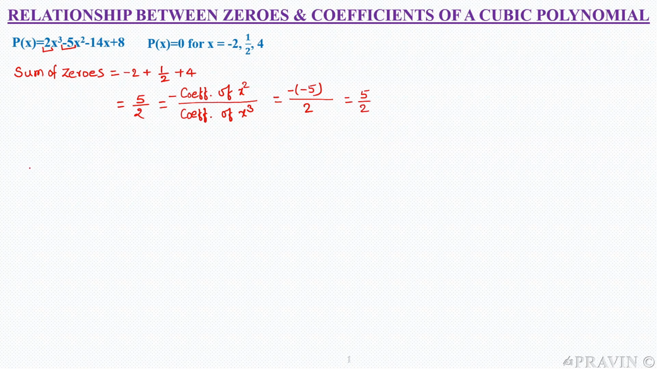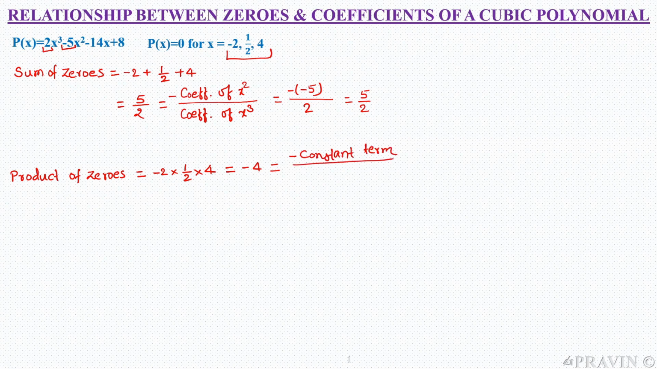The other relationship is the product of zeros. Just multiply all these three zeros: −2 × 1/2 × 4. You will get −4, and again this −4 can be related with the coefficients. Let's see how. It can be written as minus constant term divided by coefficient of x³.